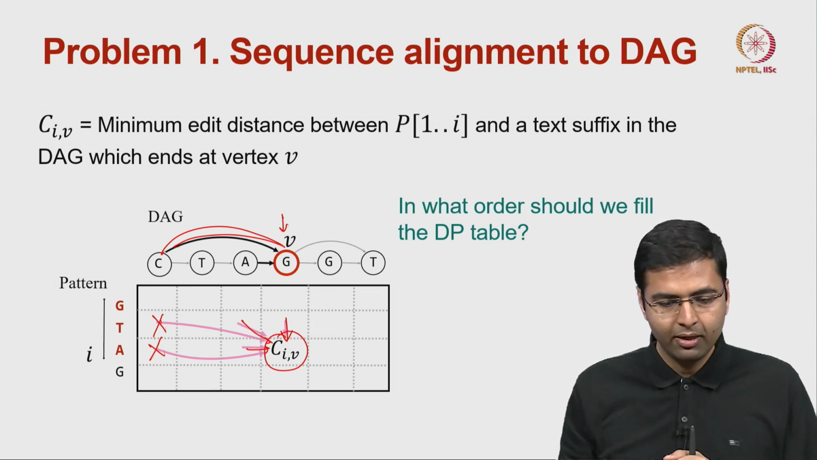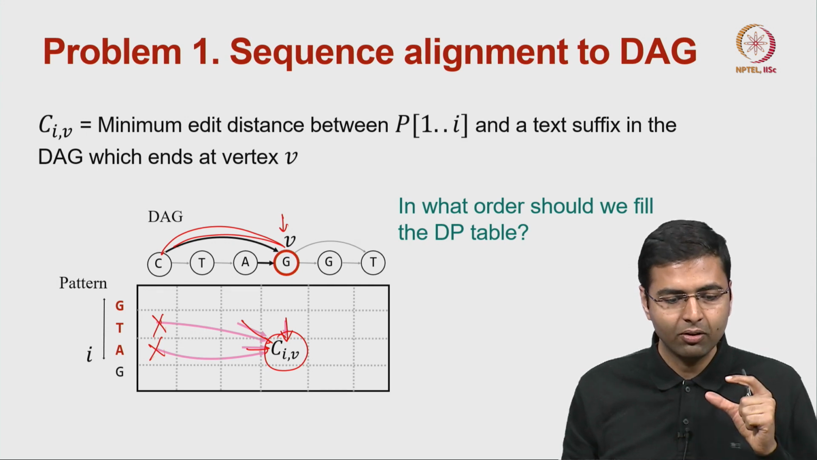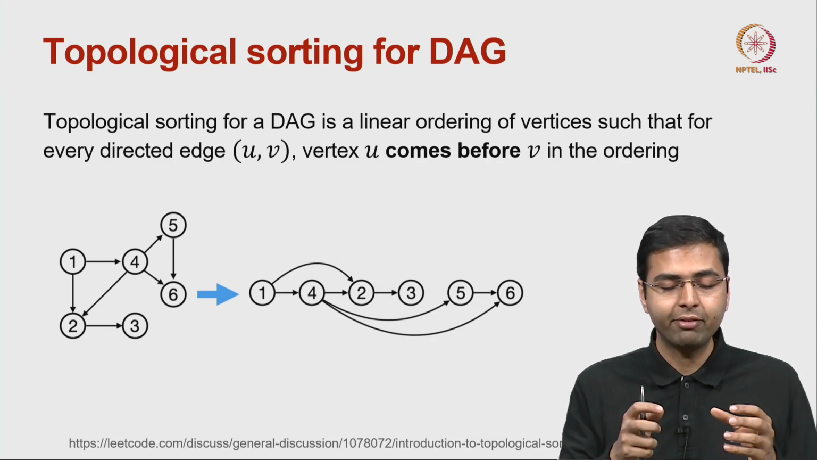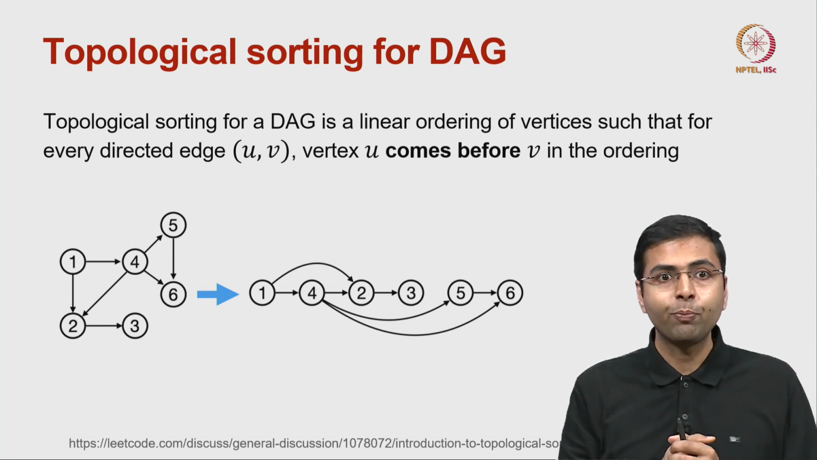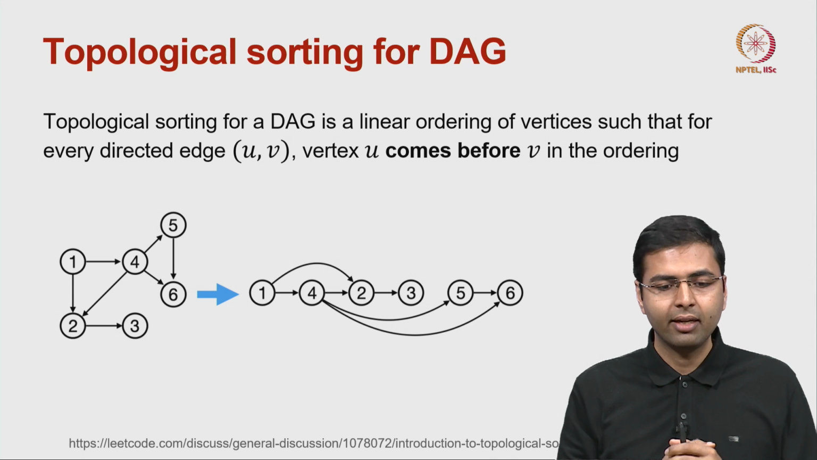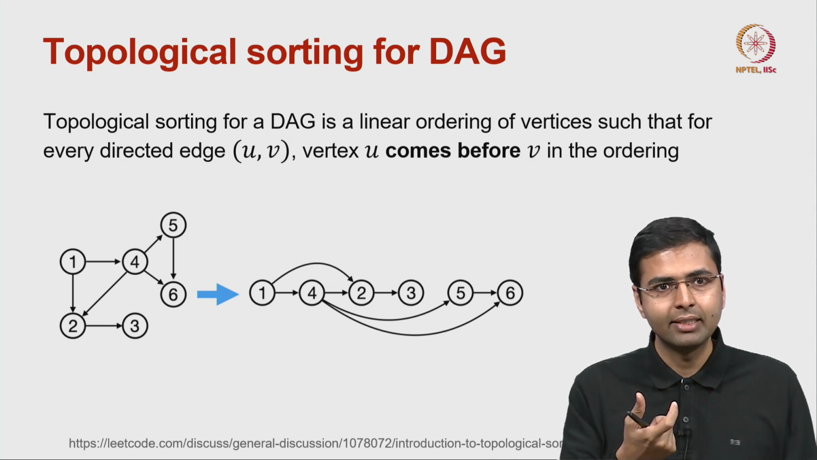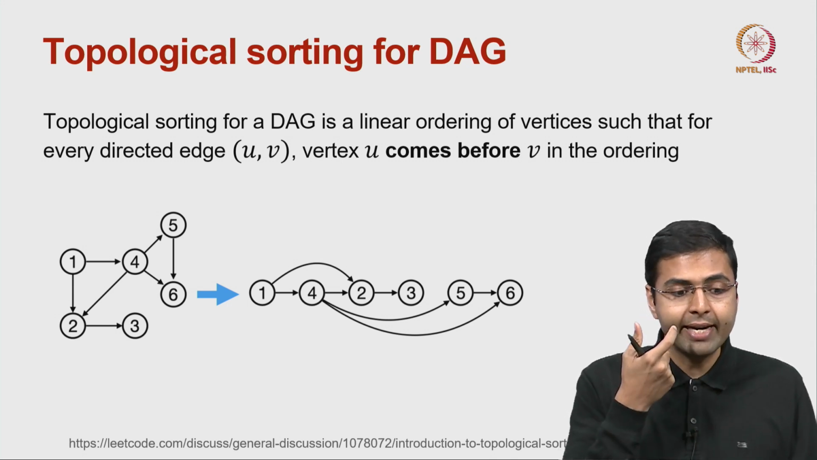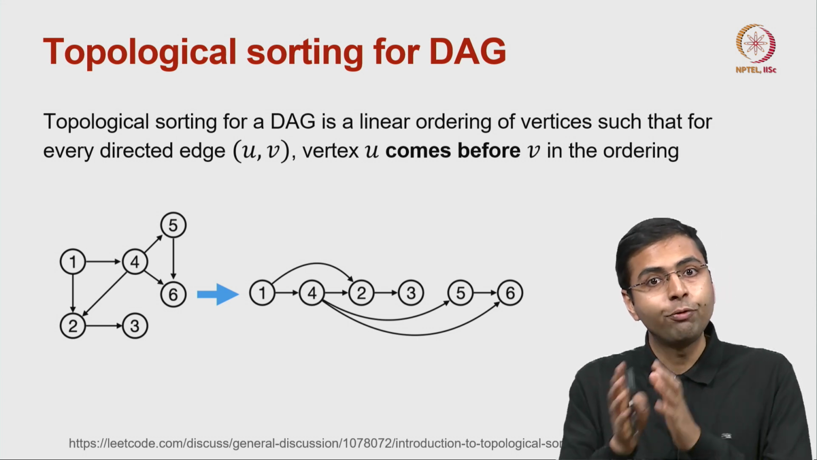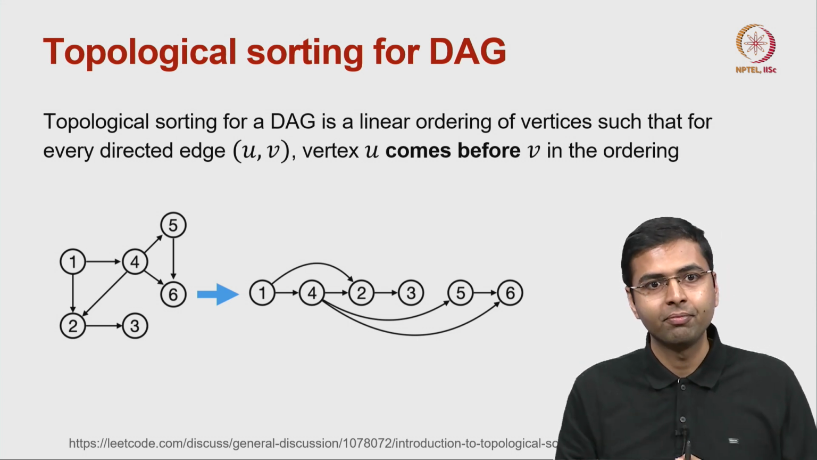Well, for this remember that for DAGs, so when we have acyclic graphs, we can do topological sorting. Topological sorting is a linear ordering of vertices such that for every directed edge u comma v, vertex u comes before vertex v in the ordering.